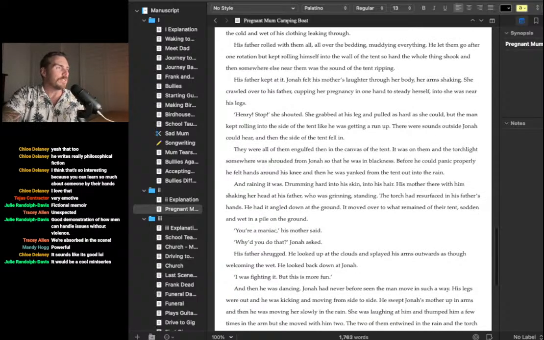They were all then engulfed in the canvas of the tent. It was on them, and the torchlight somewhere was shrouded from Jonah, so that he was in blackness. Before he could panic properly, he felt hands around his knees, and then he was yanked from the tent out into the rain. And raining it was, drumming hard into his skin, into his hair.